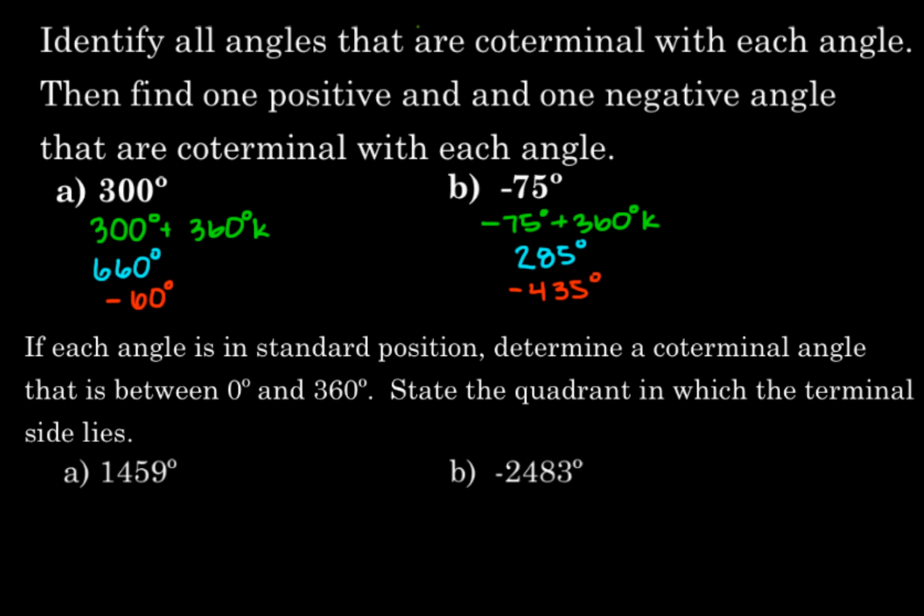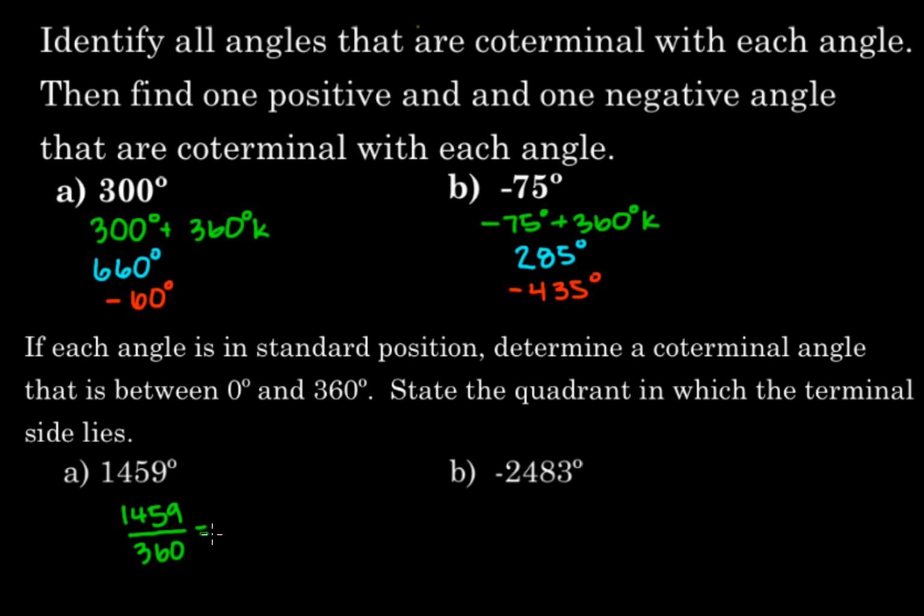Now, the next question is a little more complicated and takes a little bit more math or understanding. The most important thing to understand is what a rotation is. A single rotation is always 360 degrees. So what we're going to do on these problems is figure out how many rotations it takes to make the angle. In question A, how many rotations does it take to get 1,459? The way we do this is we just do basic division. We're going to divide 1,459 by 360, and this will tell us how many rotations it takes to get 1,459.